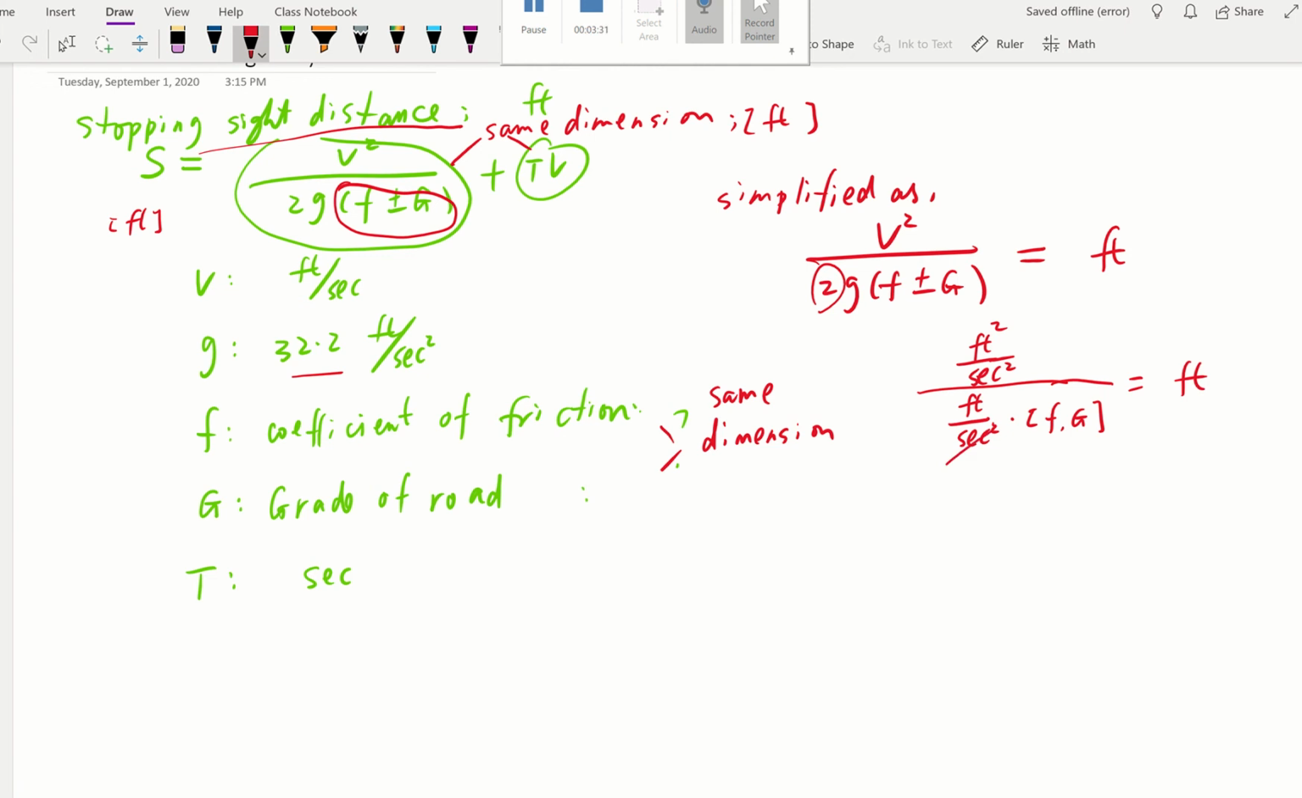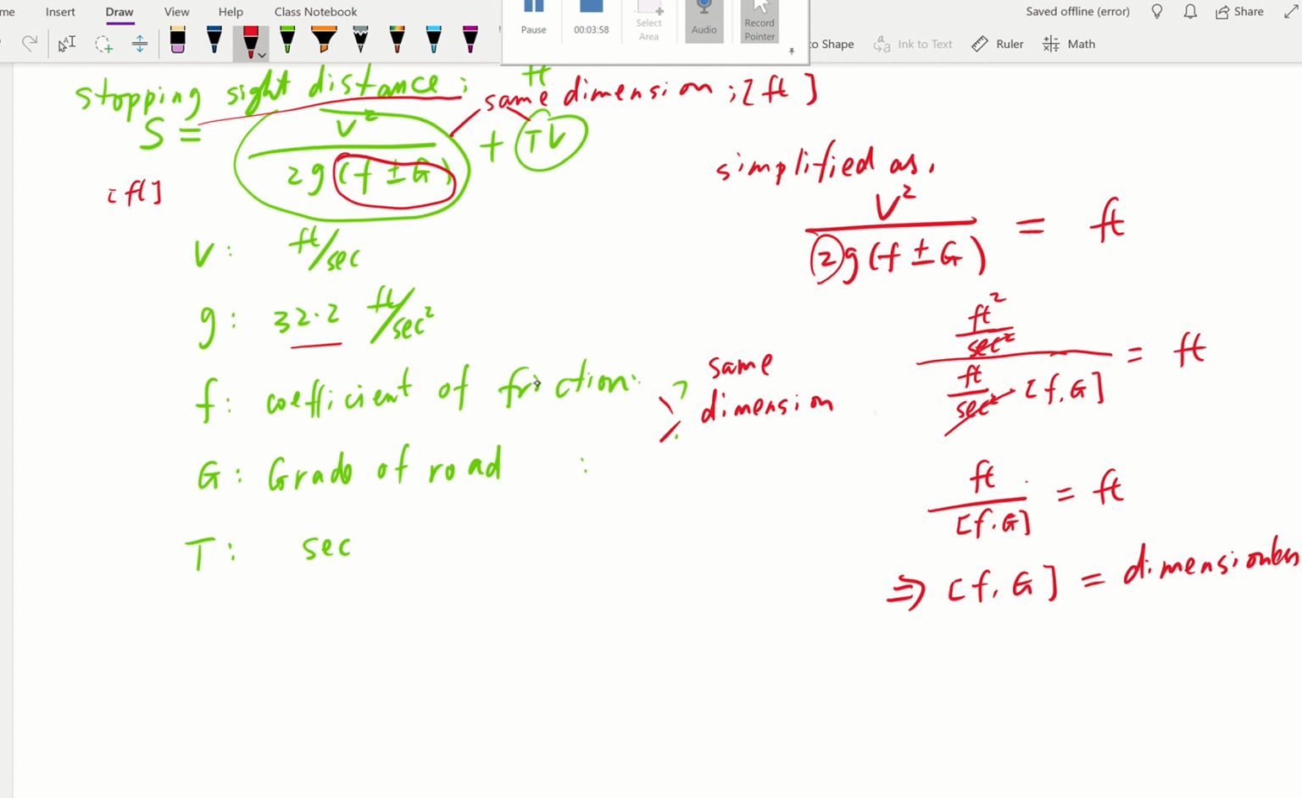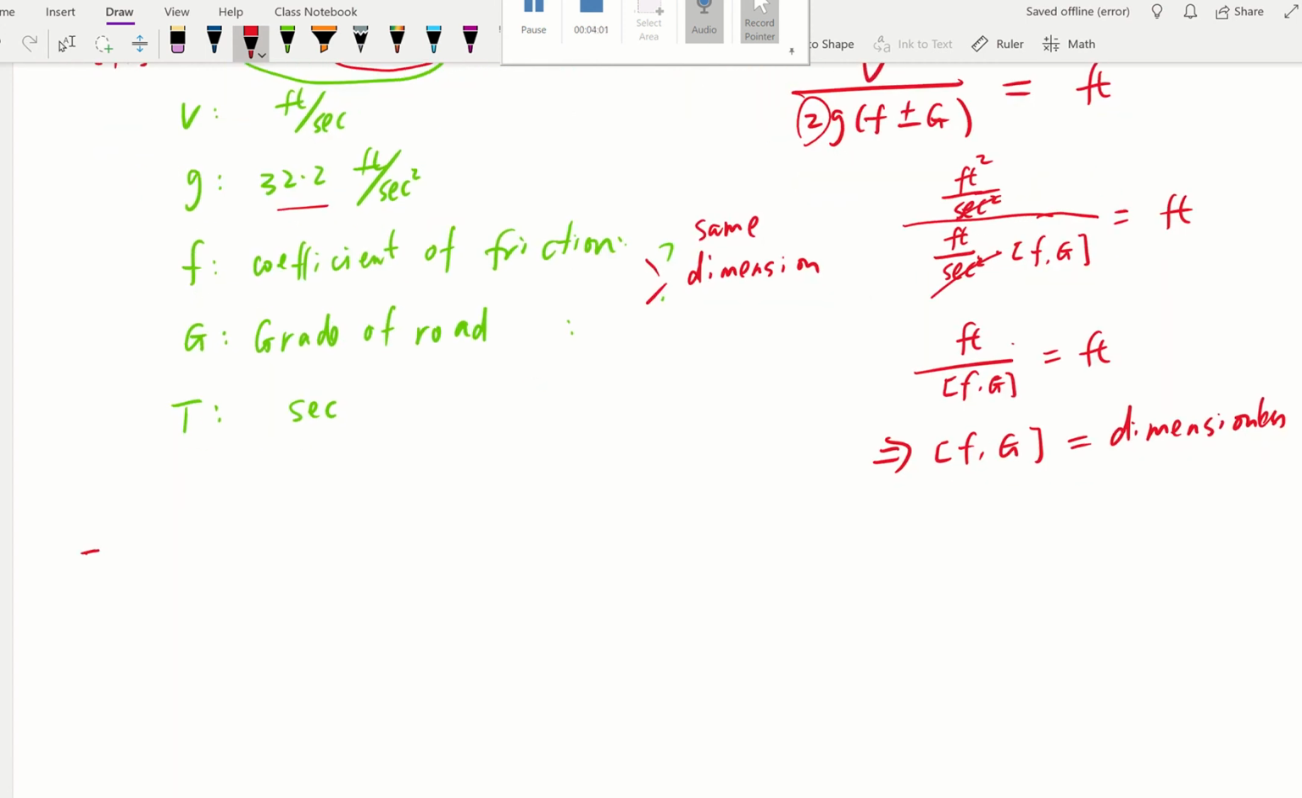Now let's see if we can cancel seconds squared, since they are at the bottom of the fraction. So this basically becomes foot divided by the f and G dimension equals foot. So what does that tell us? This f and G sharing the same dimension will be dimensionless, because foot over something with no unit is going to be equal to foot, right? So that's for this example. Now let's look at the second example.